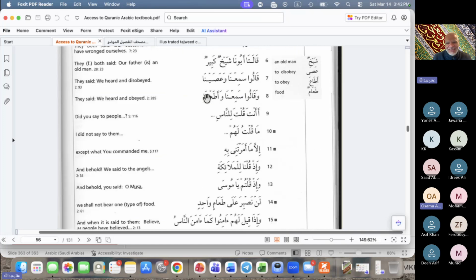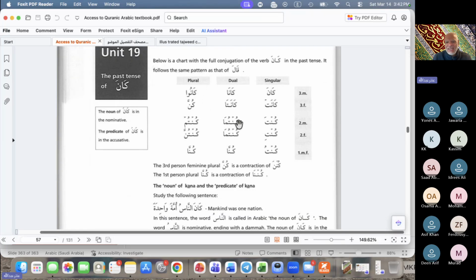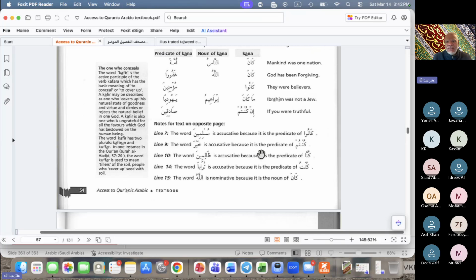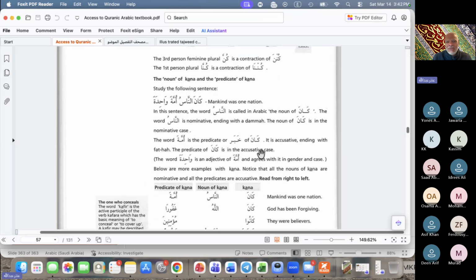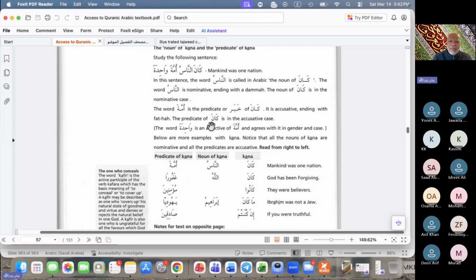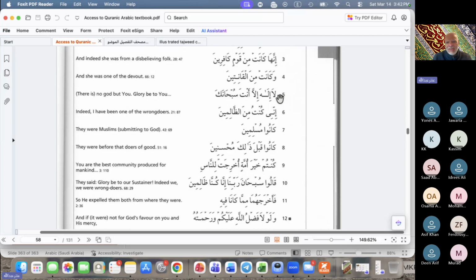Okay, subhanallah. The lesson is kana, unit 19. Kana, kanat, kanata, and then we have the name of kana and the khabar of kana. Kana an-nasu ummatan wahida. So the khabar, the predicate of kana, is always accusative case. And the noun of kana is nominative case, marfu'. And we looked at these examples.